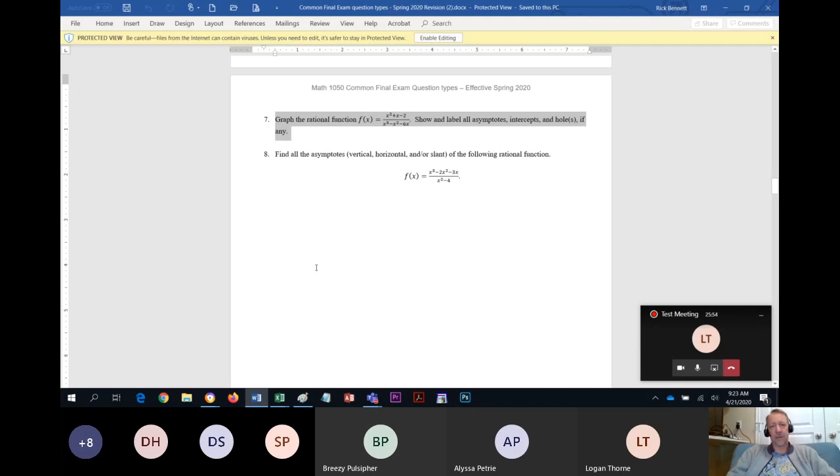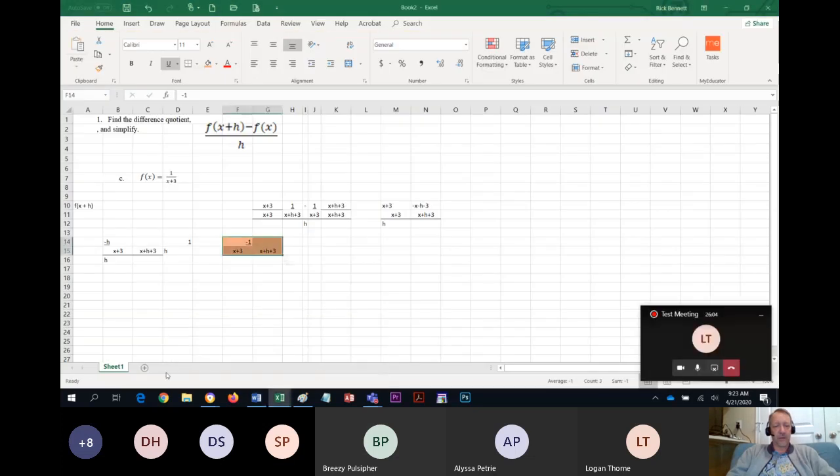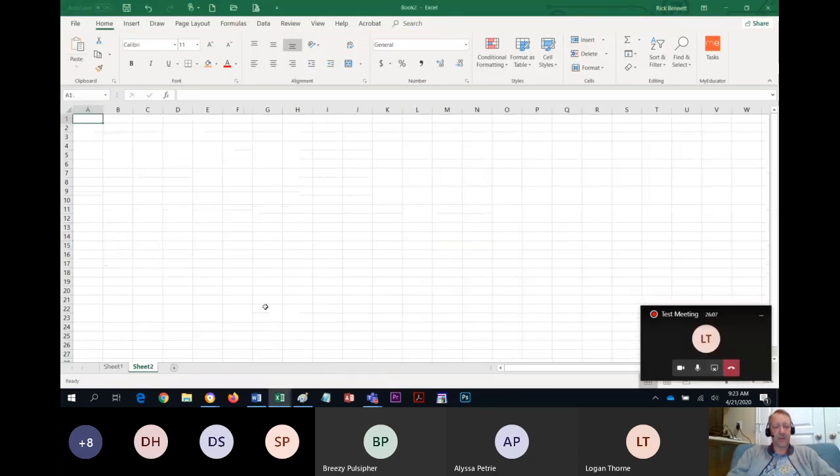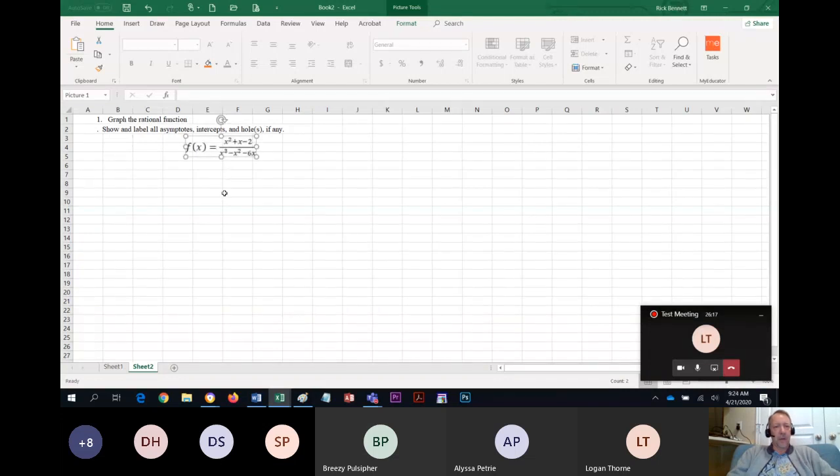Okay, so I'm trying to decide where's the best place to do this. Okay. We'll go back to Excel and see how that works for a while. I might have to switch over to Paint to graph it though. Okay, so I've got this function here. And so where would we start with this?